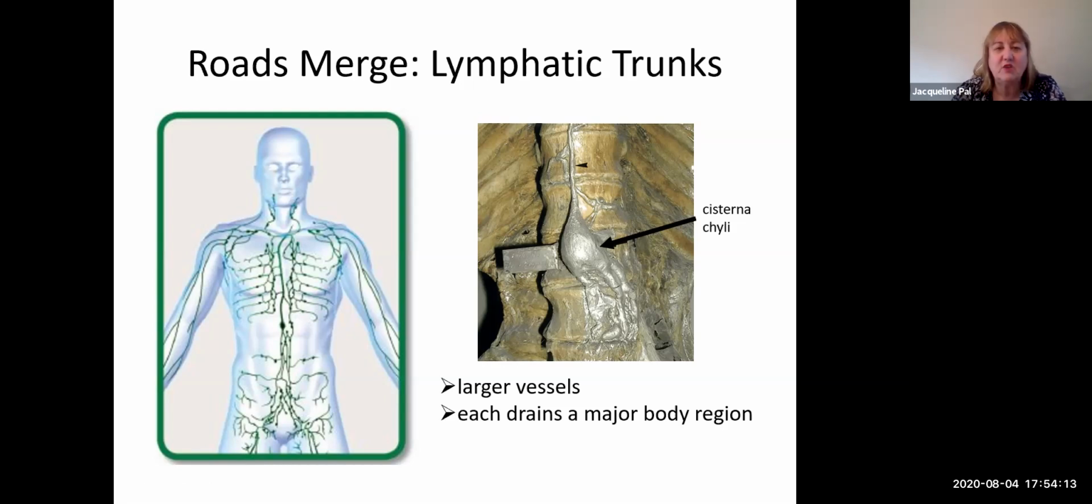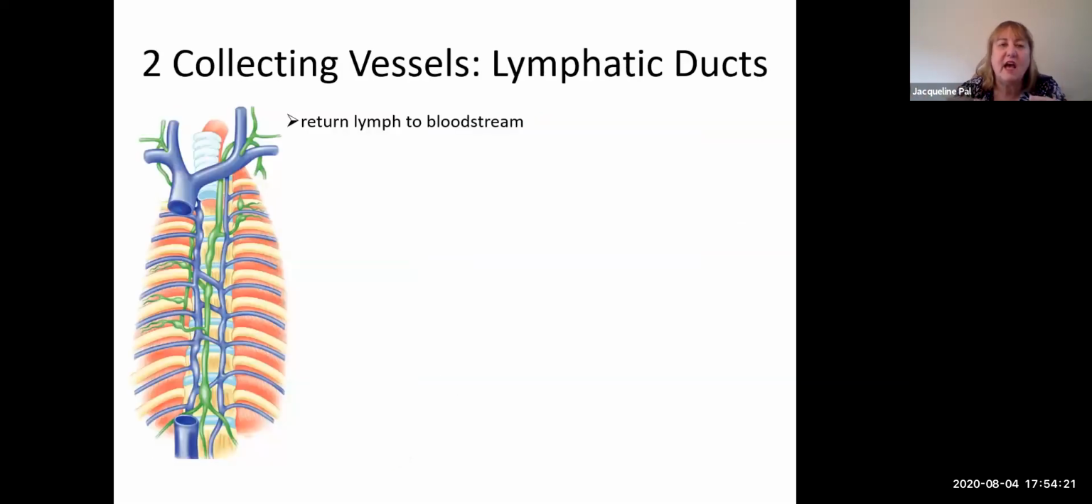So from the lymphatic trunks, where we still have somewhere between half a dozen and 10 lymphatic trunks, all of these have to merge into our final two vessels that collect all the lymph, and these are called the lymphatic ducts. And it's the lymphatic ducts that are responsible, as you can see up here in the neck area, for returning the lymph to the bloodstream. So this is the trachea and the esophagus behind it. This is the superior vena cava, and you can see these two green vessels dumping into the bloodstream.